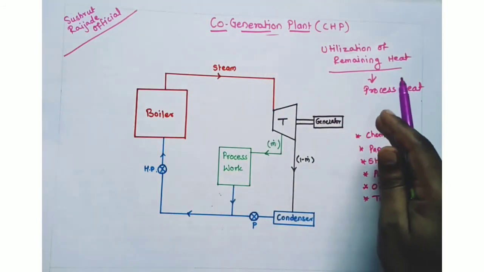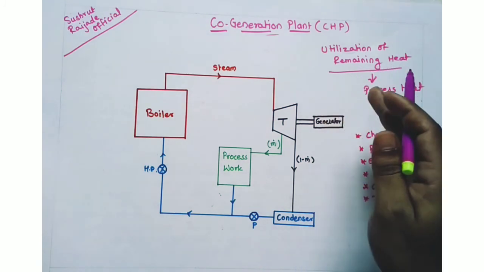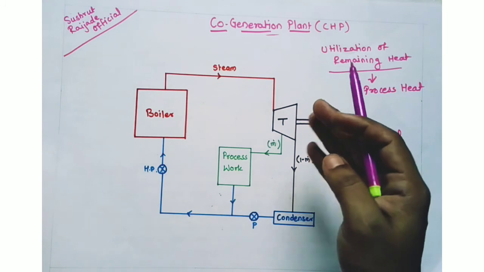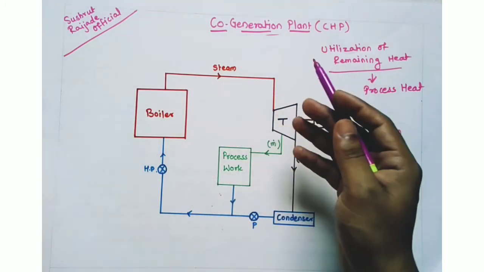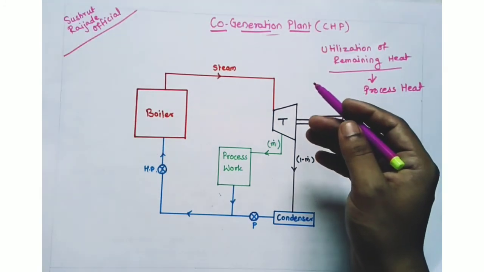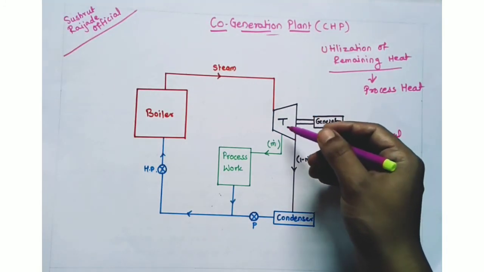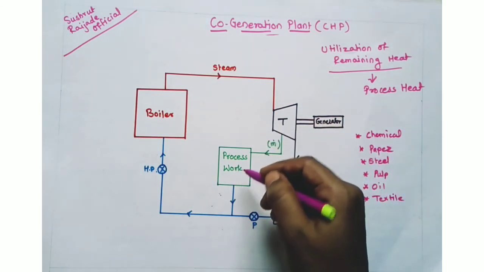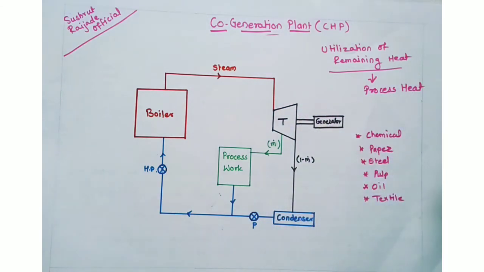Regenerators and cogeneration are different. Regenerators are used to heat the water which is provided to the boiler, and cogeneration means the heat from the steam extracted from the turbine is used to produce the process work. That is the cogeneration plant.